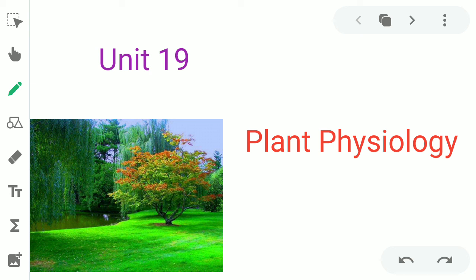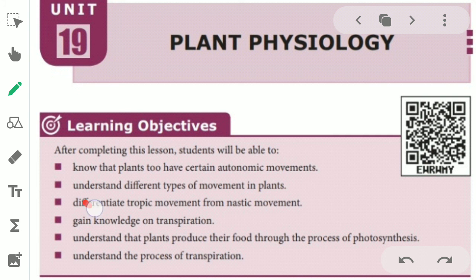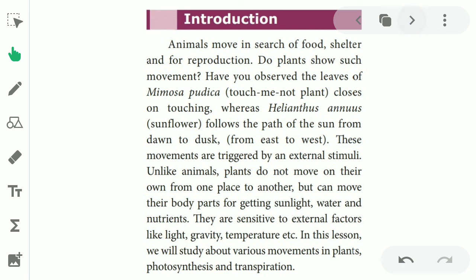Let's see the learning objectives. Know that plants have certain autonomic movement. Understand the different types of movement in plants. Differentiate trophic movement from nastic movement. Gain knowledge on trophism. Understand that plants produce food through the process of photosynthesis. Understand the process of transpiration.